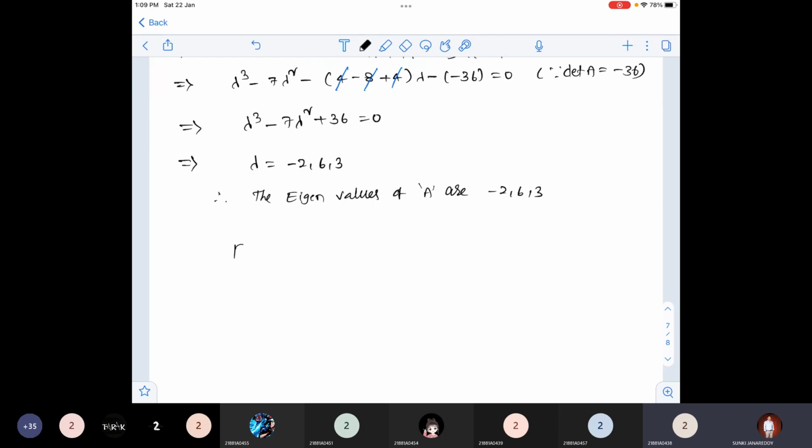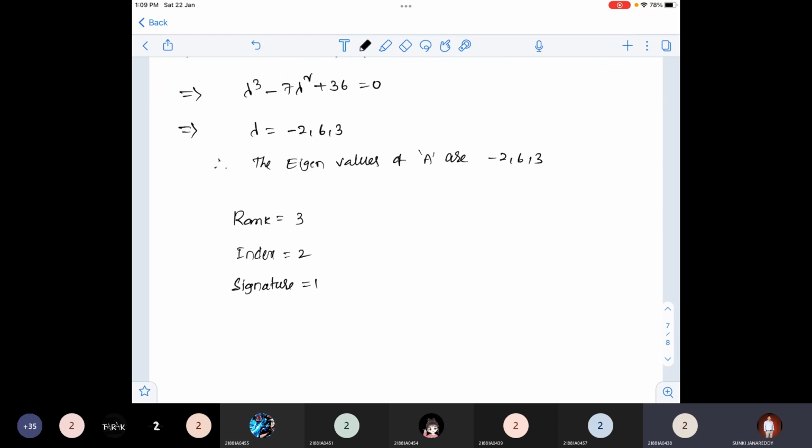Then tell me the rank: it is 3. Index is 2. Signature is 1. Next, nature: indefinite.